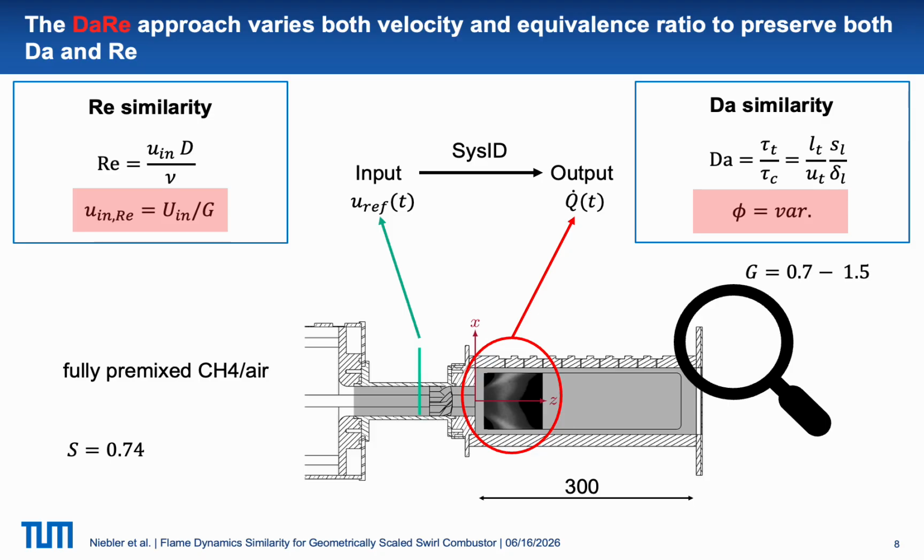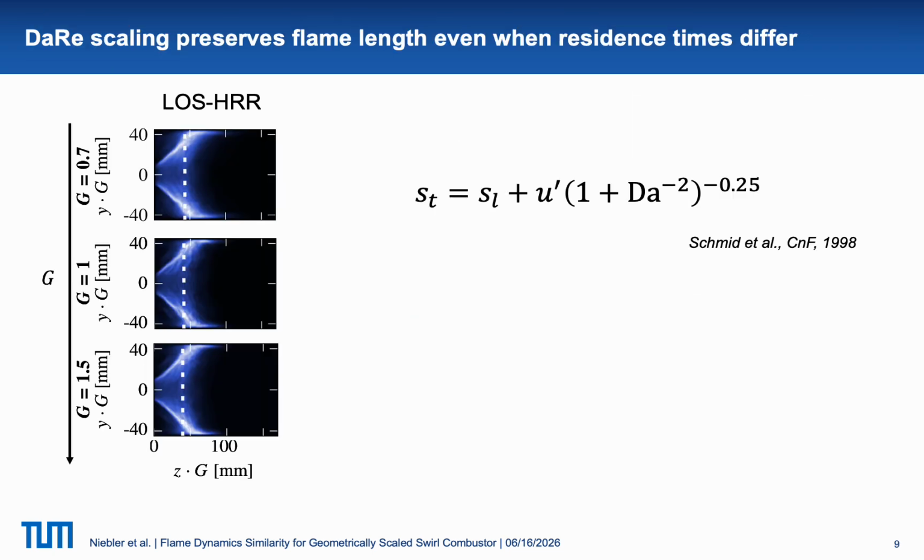For the cases where we do that resizing, let's have a look at the results. Let me guide you through the line-of-sight integrated heat release rate images, so the flame images of our simulations. You see that g is increasing here from top to bottom, but we plotted all the flame images in a normalized format so that you can compare the flame length. And indeed, by keeping Damköhler and Reynolds similar at the same time, we see, suggesting similarity, that the non-dimensional flame length is preserved. The explanation for that we find in the model of Schmidt for the turbulent flame speed.